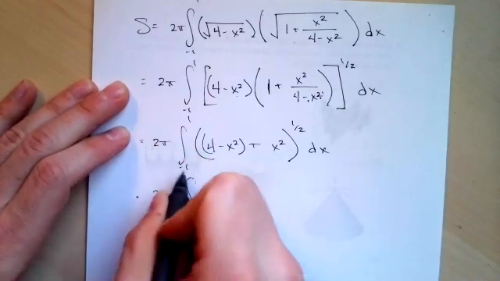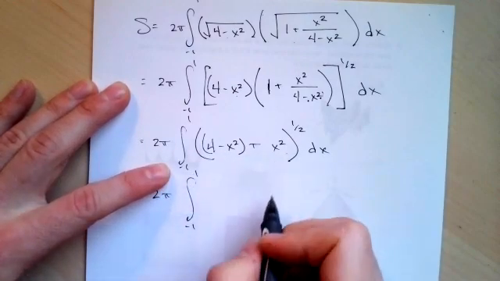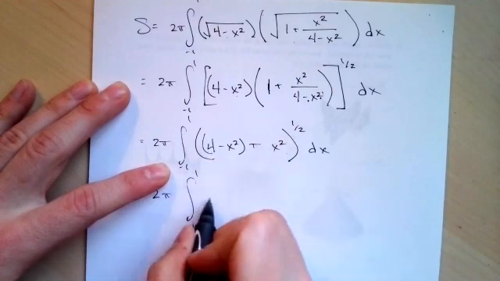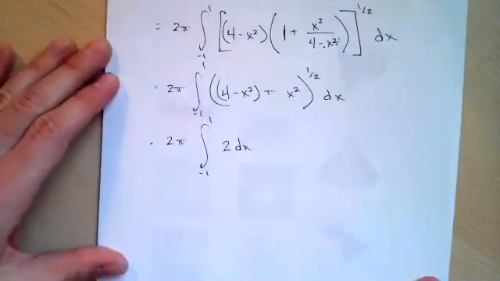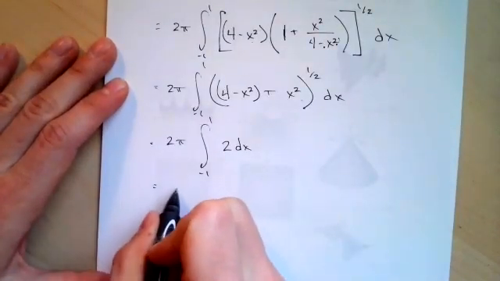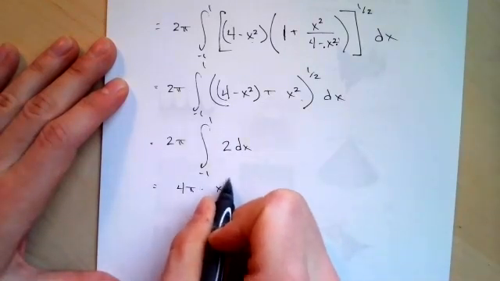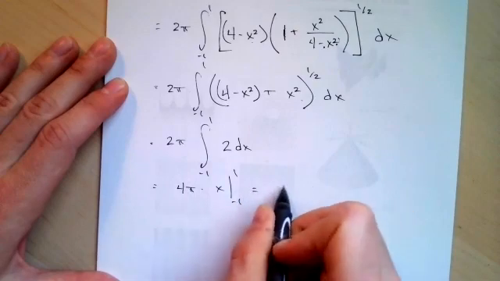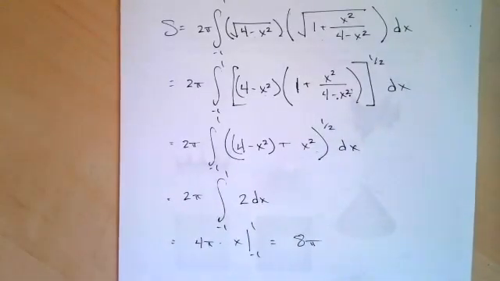And so we've got 2 pi from minus 1 to 1. X squareds now cancel. And we've just got 4 to the 1/2, which will just give us a 2 dx. So we'll have 4 pi times x from minus 1 to 1. And we get 8 pi.